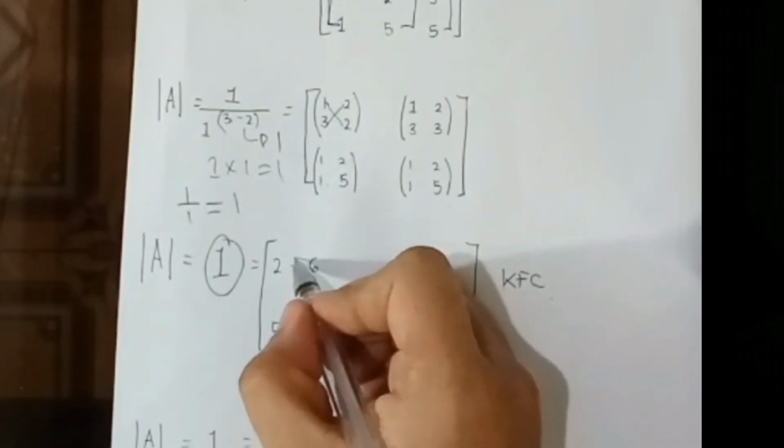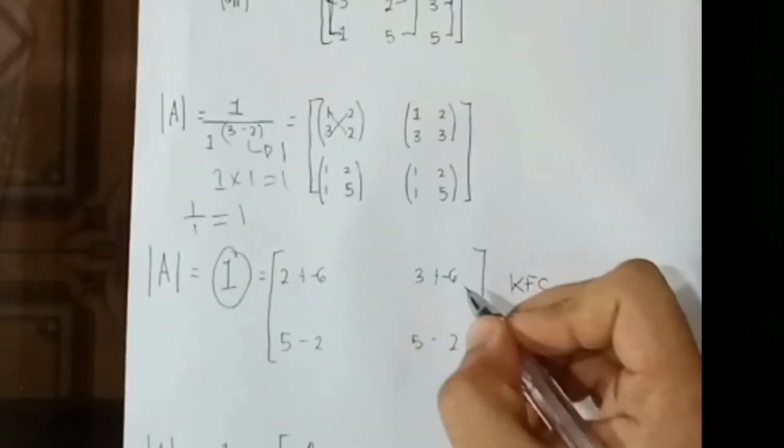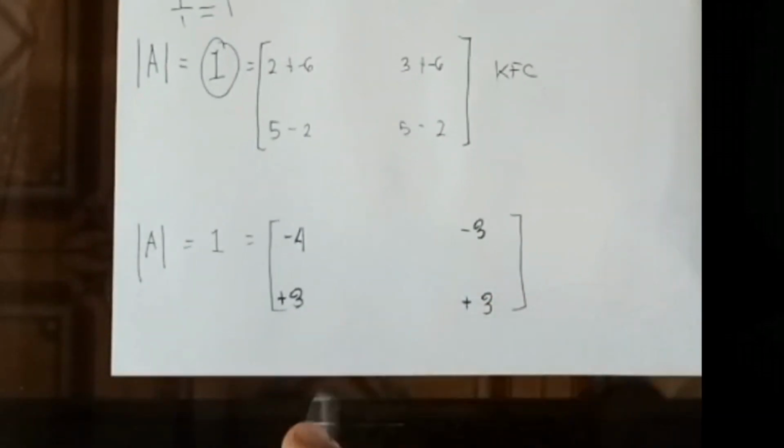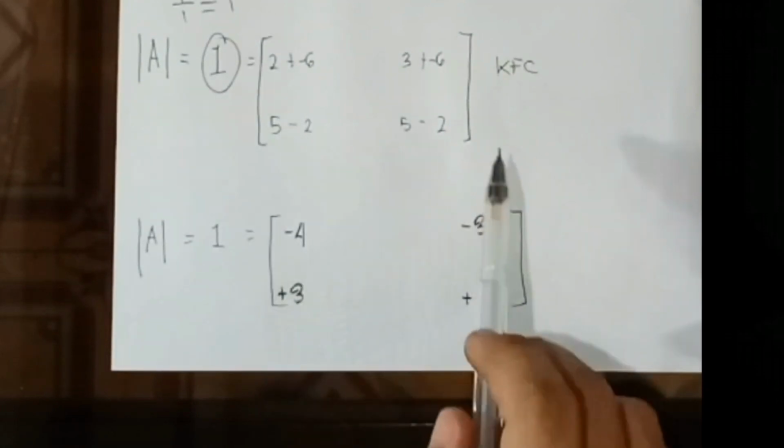The keep, flip, change. Bale magiging siyang 2 plus negative 6, kasi kanina siya naging 2 minus 6 lang. Kaya siya naging 2 plus negative 6, gumamit tayo ng KFC method. So, ang nakuha natin dyan ay ang 2 plus negative 6 is equals to negative 4.